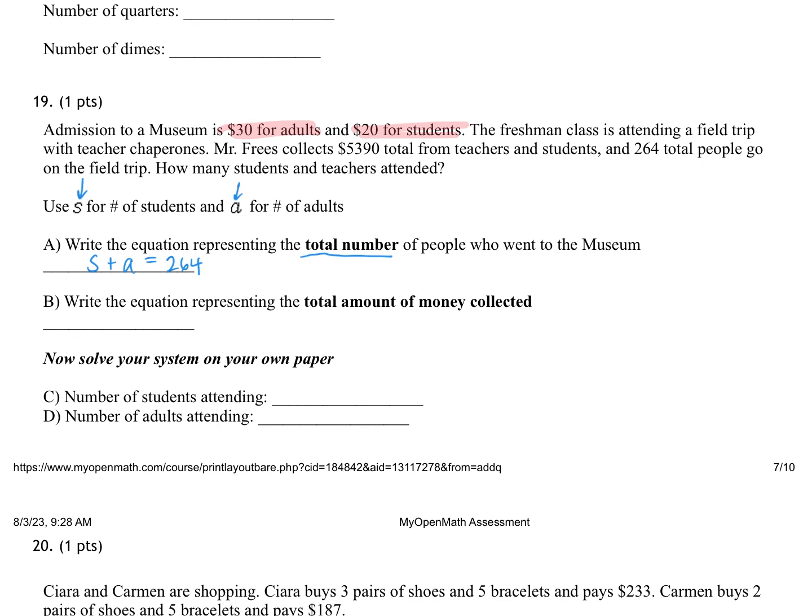Now the total amount of money, if it's $30 for adults and $20 for students, so 20 times S would be the amount of money collected for students, and then 30 times A, because it's $30 per adult ticket, and the total amount collected is $5,390. So that would be the equation for the total amount of money collected.